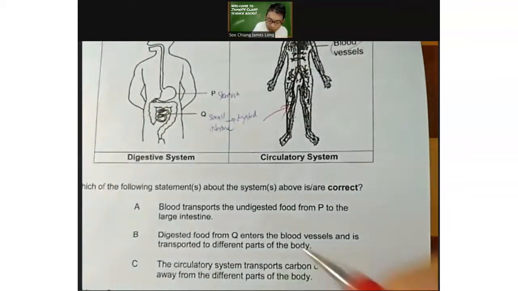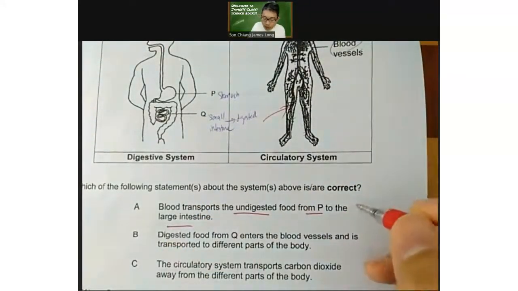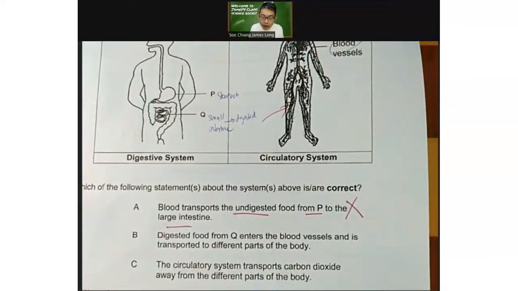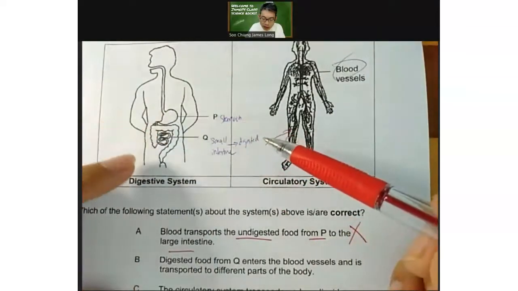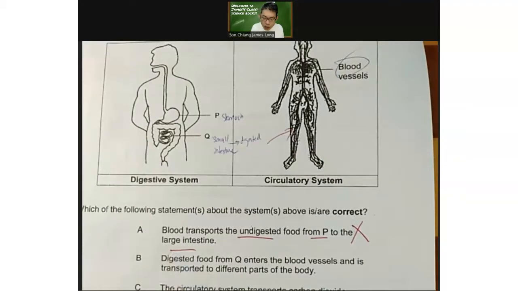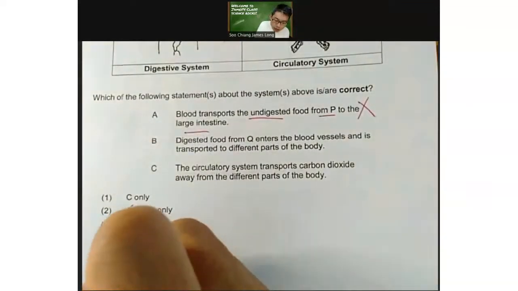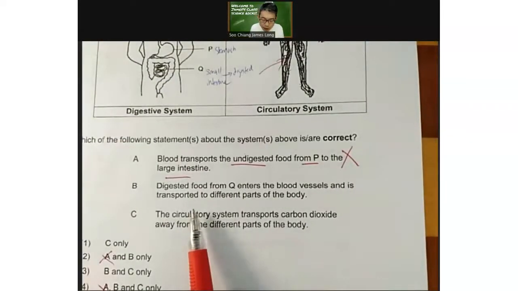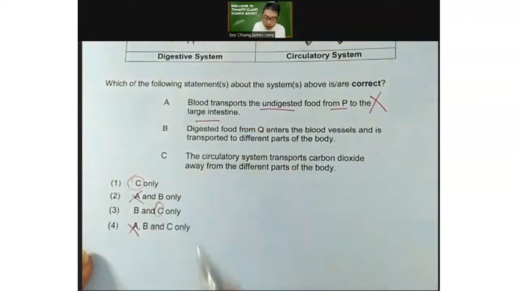So here I see undigested food from P to the large intestine. Okay, this is wrong. The blood is not transporting the undigested food. It is from stomach to large intestine, and you have the small intestine in between. So blood doesn't transport undigested food. So A is wrong. Anything in A is wrong. Alright. Next one, digested food. So right now the only option left will be C. So C must be correct.